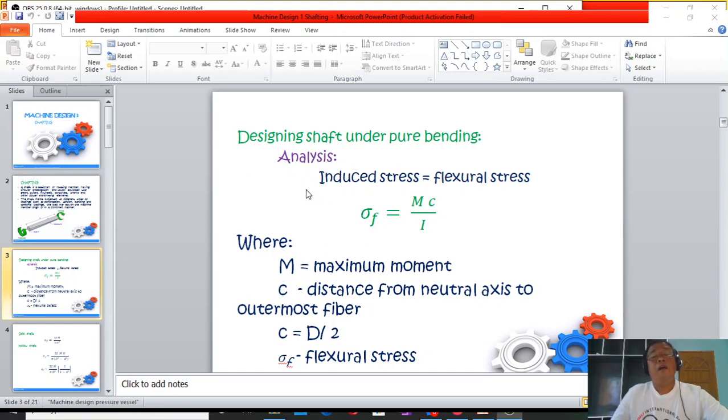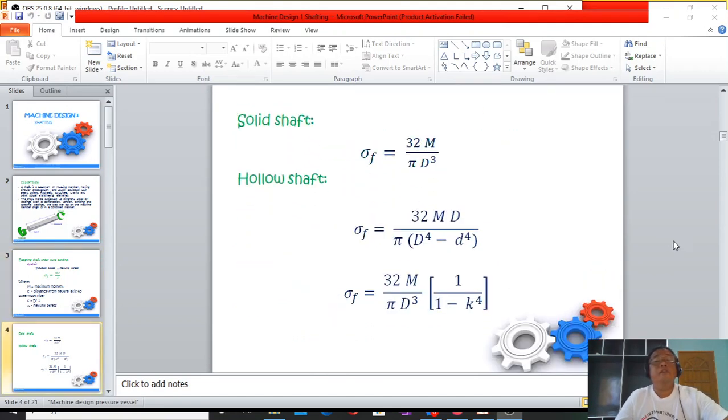sigma F equals MC over I, where the M here is the maximum moment. C, of course, is the distance from neutral axis to the outermost fiber. So that is the diameter divided by 2. And of course, I is the moment of inertia. Okay. So next, for solid shaft, the derived equation, of course, is 32M over pi D cubed.